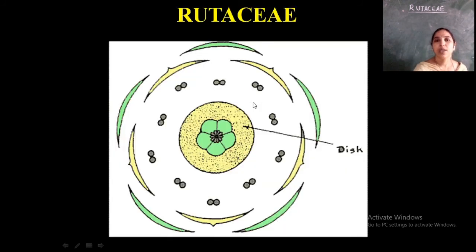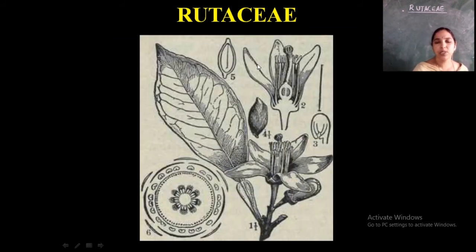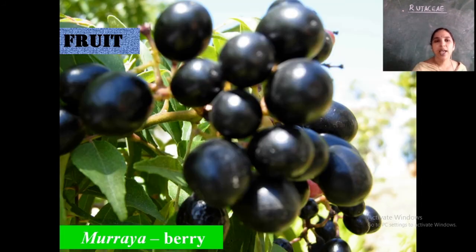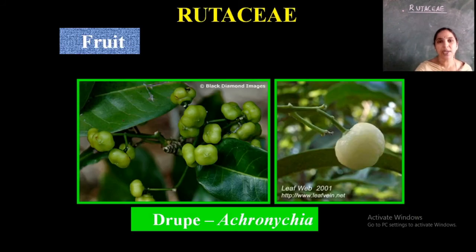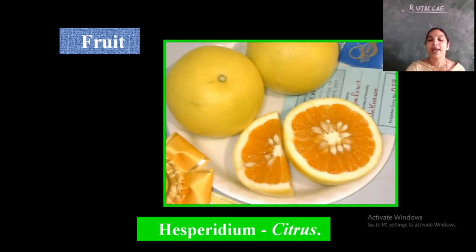Okay. Now this is a typical floral diagram. Disc is drawn here. This is 5 carpels. These are the stamens 10, 5 petals, 5 sepals. Typical floral diagram. This is the member citrus. How floral diagram is arranged. And fruit is a berry. In Murraya it is berry. In Glycosmis it is berry. Drupe is present in Acronychia. It is drupe. And hesperidium is a typical fruit of citrus. You studied that, that is hesperidium.